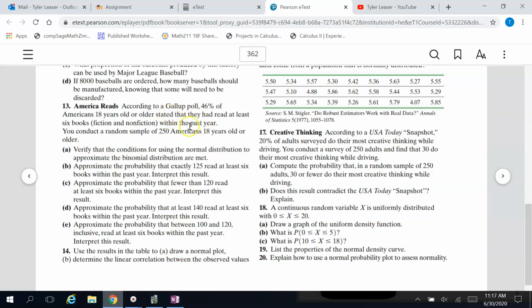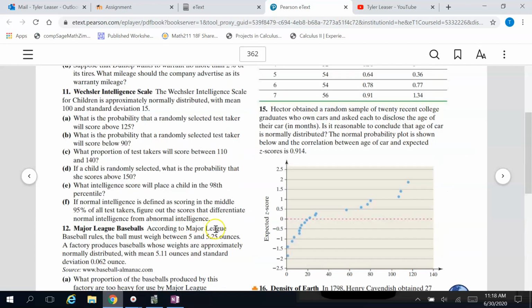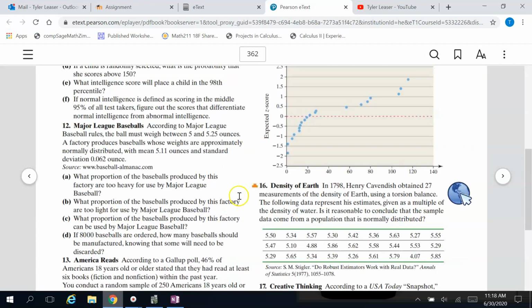All right. According to a Gallup poll, 46% of Americans 18 years old or older stated that they had read at least 6 books, fiction and nonfiction, within the past year. You conduct a random sample of 250 Americans 18 years old or older. Verify that the conditions for using the normal distribution to approximate... Oh, you know what? I read it and I skipped over that part, which means that this is section 7.3 stuff, which is not stuff we're doing. I guess let's go back, and I guess we will do the baseball problem. All right, sorry about that.